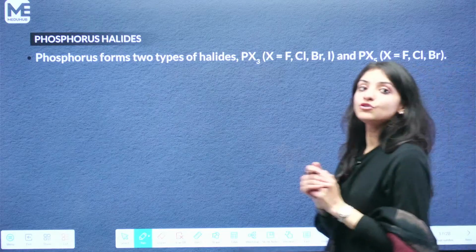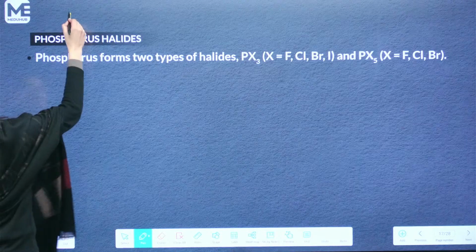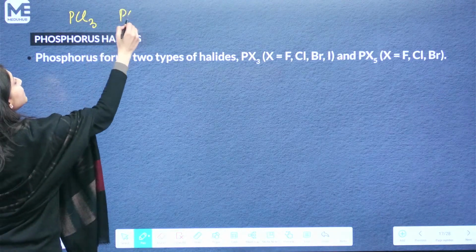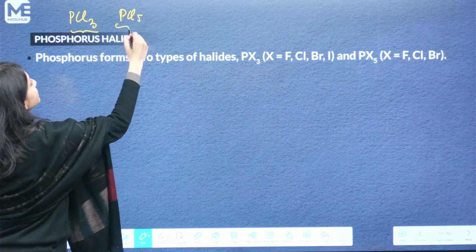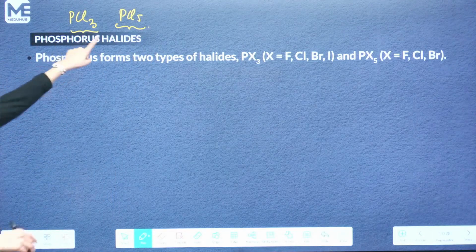Okay, the last two important topics for halides of phosphorus are PCl3 and PCl5. So phosphorus forms two types of halides, trihalides and pentahalides.